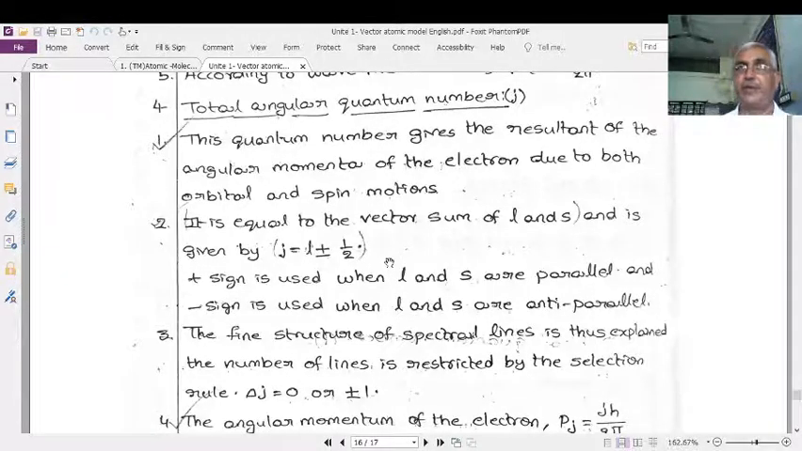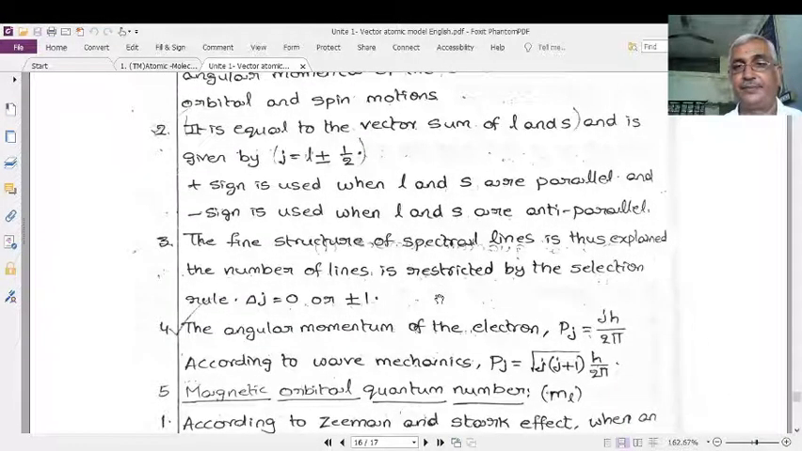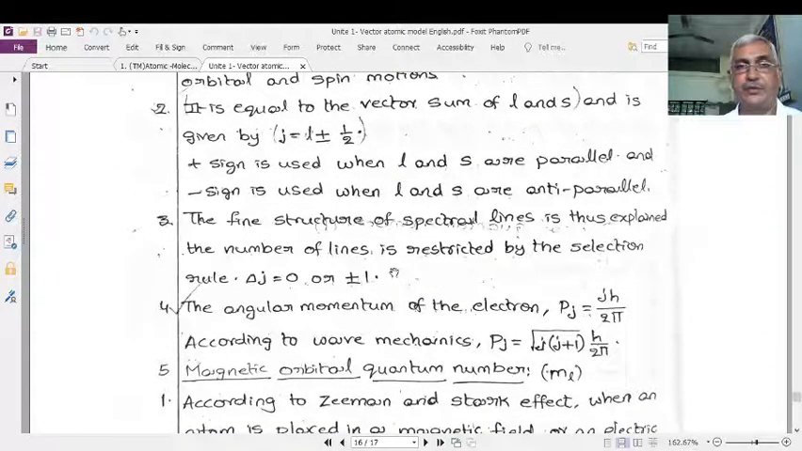Vectorial addition means that by magnitude, J bar will become L plus S or L minus S. When they are parallel, you will get L plus S. When they are anti-parallel, you will get L minus S. J will take values from minus L to plus L. How many values will it take? 2L plus 1 values. And the total angular momentum Pj now becomes J into h by 2 pi.